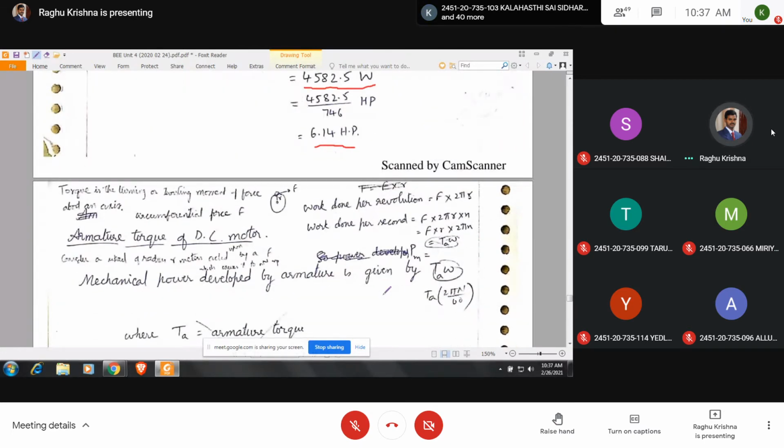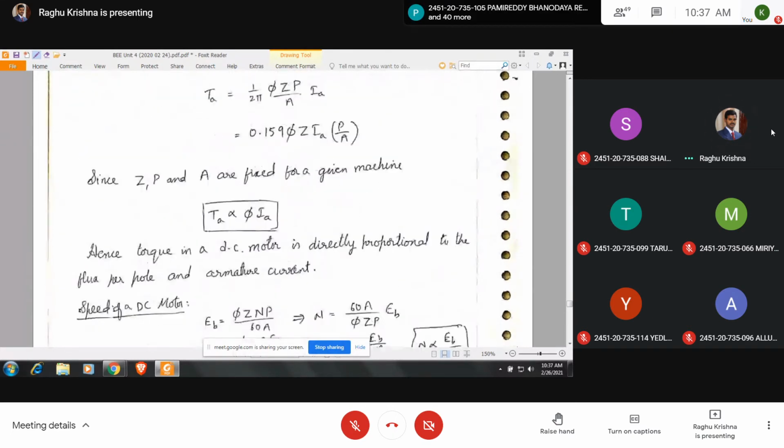Now, armature torque in a DC motor. Actually this derivation is there for triple E students. For you this is enough, but interested students can go through this derivation. Here, torque is proportional to phi into Ia. Let me explain this one, very simple.